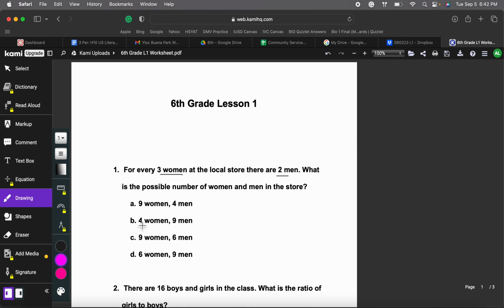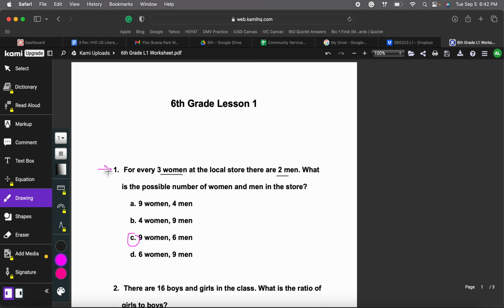Here, it doesn't match either in B because 3 times 1 is 3, 3 times 2 is 6. There's no number that multiplies to 3 that equals 4. And there's no number that multiplies to 2, exactly a whole number, that equals 9. So that wouldn't be it either. And if we look at C, 3 times 3 is 9, 2 times 3 is 6. So number 1 would be C.